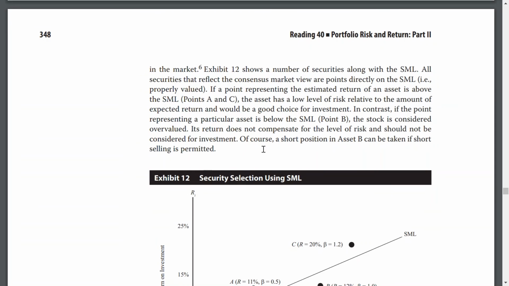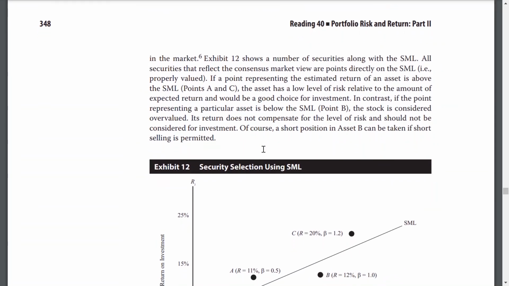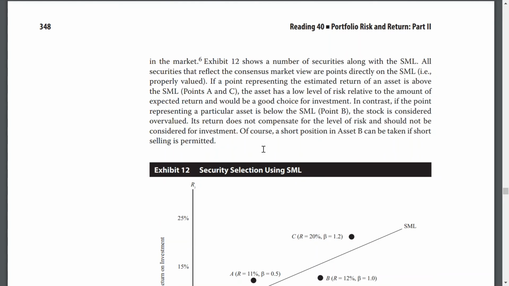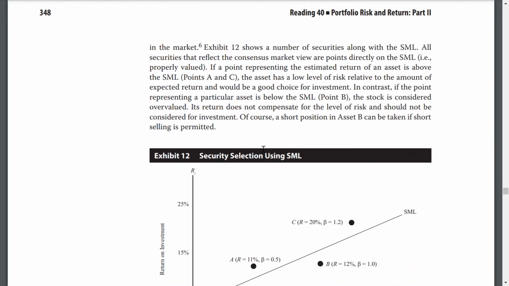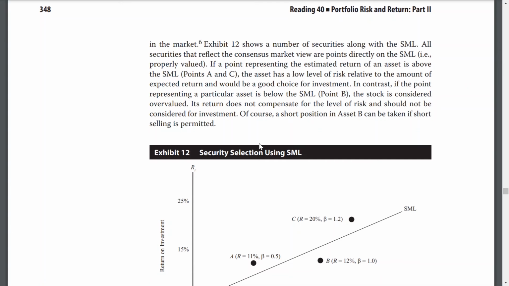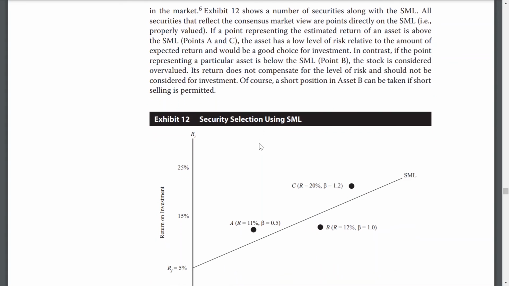If the point representing the estimated return of an asset is above the SML, the asset has a low level of risk relative to the amount of expected return and would be a good choice for investment. In contrast, if the point representing a particular asset is below the SML, the stock is considered overvalued. Its return does not compensate for the level of risk and should not be considered for investment. Of course, a short position in asset B can be taken if short selling is permitted.